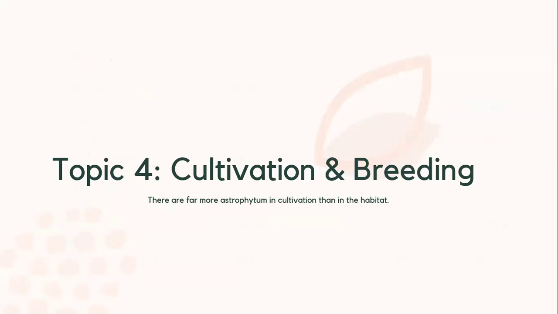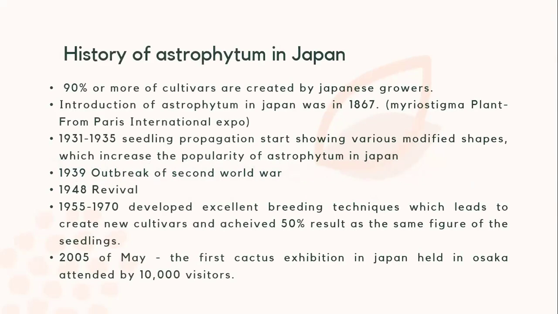When we talk about cultivation, it's hard not to talk about Japan or the Japanese growers, because they are the ones that develop and study the Astrophytum, and 90% of the cultivars were produced by Japanese growers. They really work hard on those plants for us to enjoy right now. So we're just gonna talk a little bit about the history of Japan and the Astrophytum.